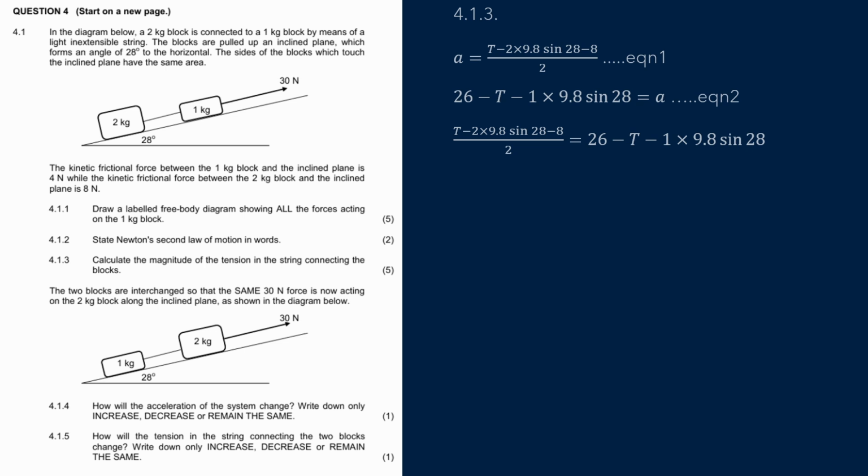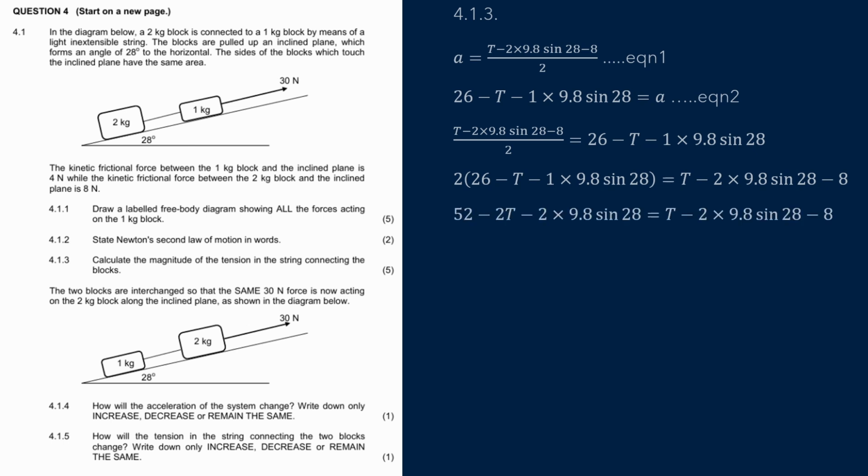And by cross multiplication, I get 2 multiplied by (26 minus T minus 1 times 9,8 sine of 28) is equal to T minus 2 times 9,8 sine of 28 minus 8. And multiplying the 2 on the left hand side of the equation, I get 52 minus 2T minus 2 times 9,8 sine of 28 is equal to T minus 2 times 9,8 sine of 28 minus 8.